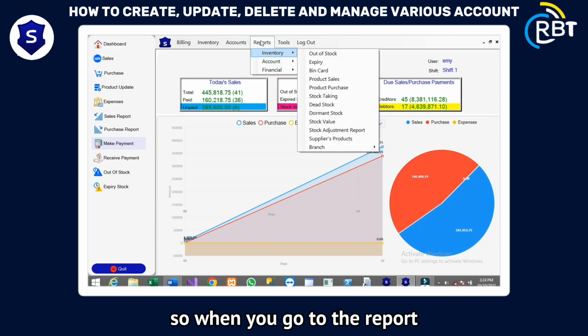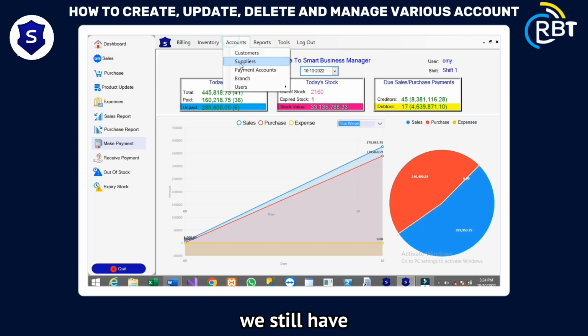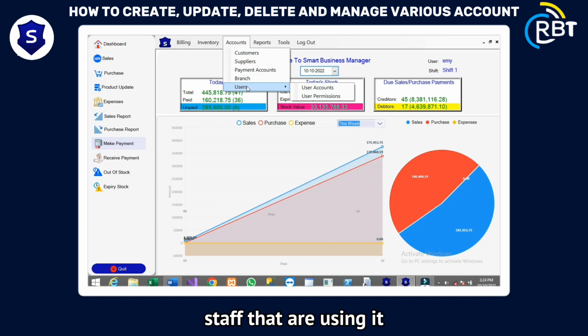So when you go to report, you go to account report, you'll be able to see all the things that have been going on in your bank and in your accounts. Remember that we still have other accounts like the branch and the users, but you don't need to worry about that because I have another video that will talk about the branch and the users. It still almost looks at the same thing, only that your users are actually your staff that are using it.